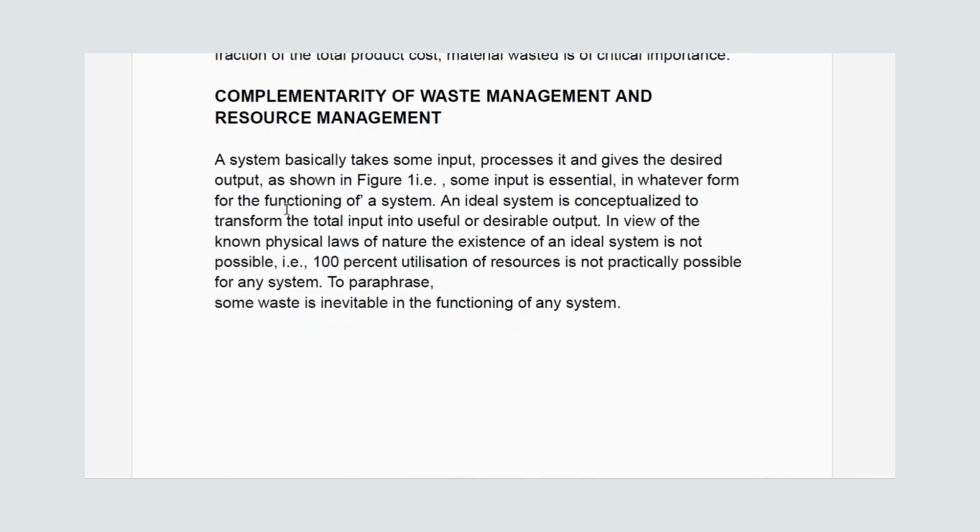The note given here is an example: in view of the known physical laws of nature, the existence of an ideal system is not possible. It says that 100% utilization of resources is not practically possible for any system. So sometimes waste is inevitable in the functioning of any system.